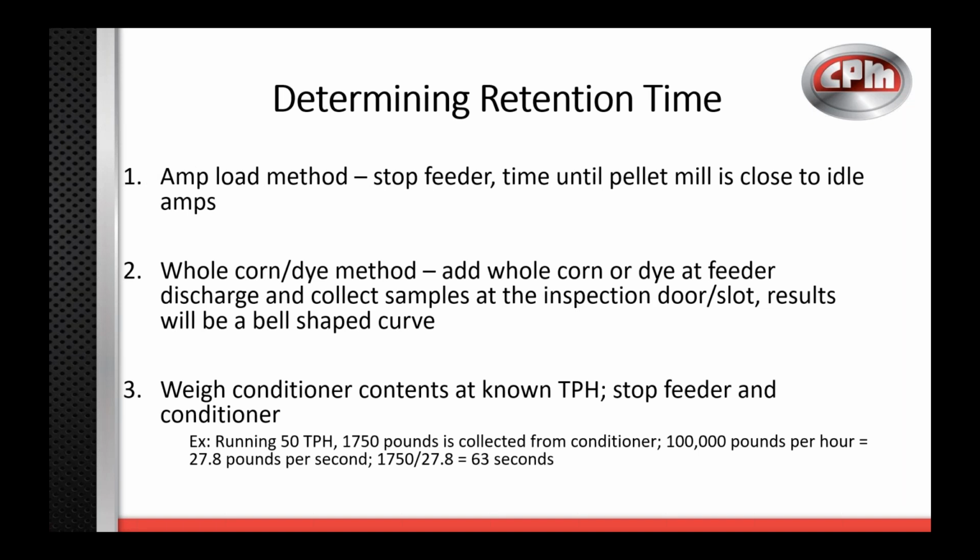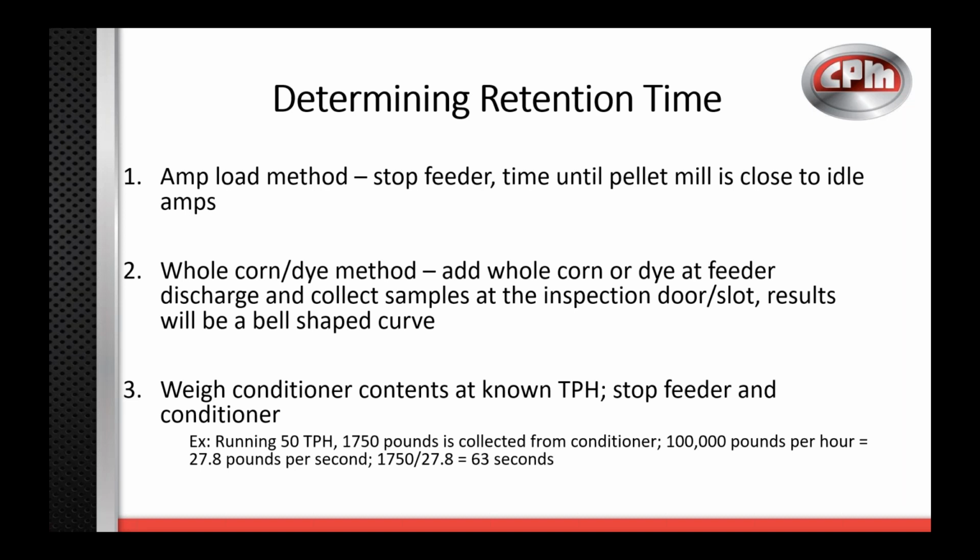So there are three ways we like to determine retention time, each method having its own pros and cons, usually in regards to the time it takes to run that test, the complexity, and the accuracy. So the first method, what we call the amp load method, is probably the simplest and quickest way, but it may or may not be the most accurate just due to how we perform it. So pretend you're running full capacity or a desired capacity. You would then stop your feeder and time how long it takes for your pellet mill amps to either get back to or close to idle. And that should give you a rough approximation of the retention time that the product is in your conditioner.